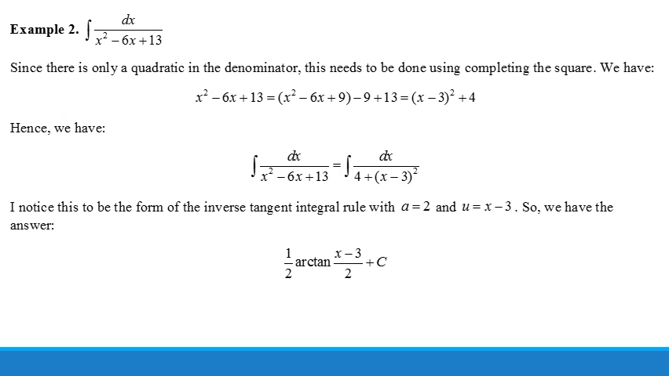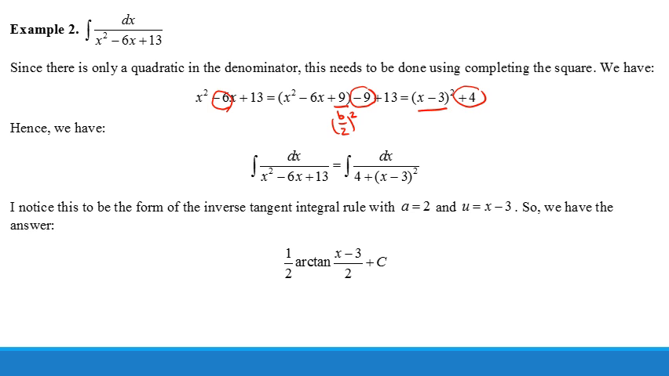Okay, very similar type of example here. So again, only a quadratic in the denominator. So this needs to be done using completing the square. If I take half of the b term here, that's going to be 3. If I square it, it's going to be 9. So this right here represents my b over 2 squared. If I add 9, I have to also subtract 9. And then if I factor the x squared minus 6x plus 9, that's how I get the x minus 3 squared. Combine the negative 9 and the positive 13, and that's how I get the plus 4 right here.